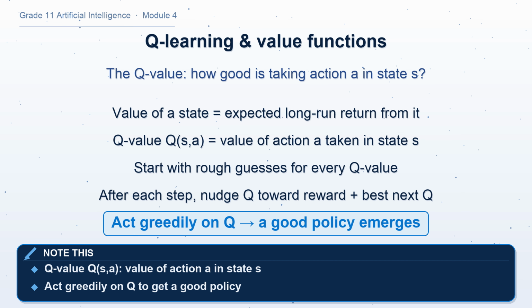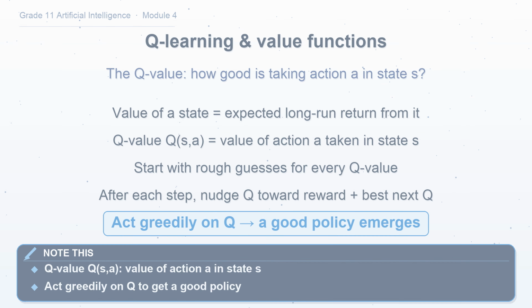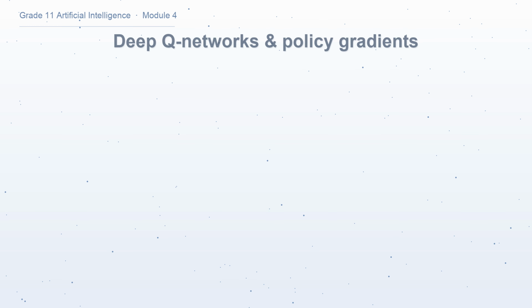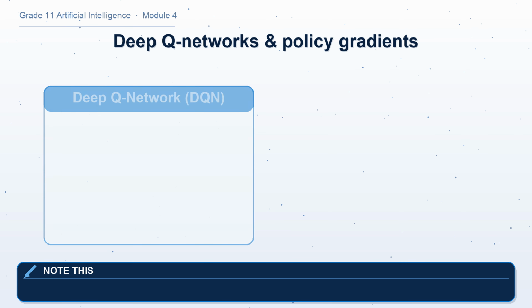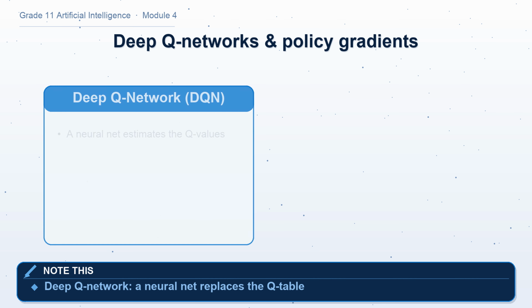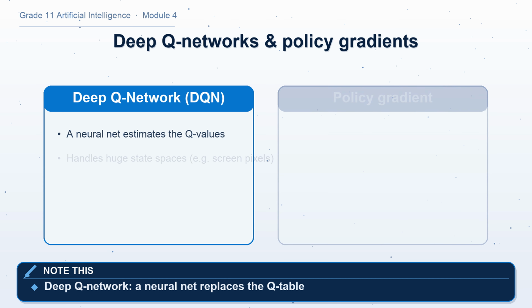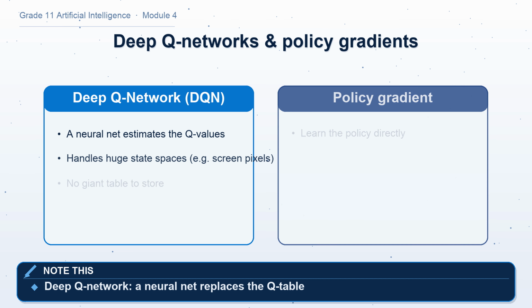But there is a catch when the world gets large. Plain Q learning stores a Q value for every state and action in a table. In a real game with millions of possible screens, that table is far too large. A deep Q network fixes this. Instead of a table, a neural network estimates the Q values, so it can handle huge state spaces, even raw screen pixels. This is how a famous system learned to play Atari games directly from the picture on screen.